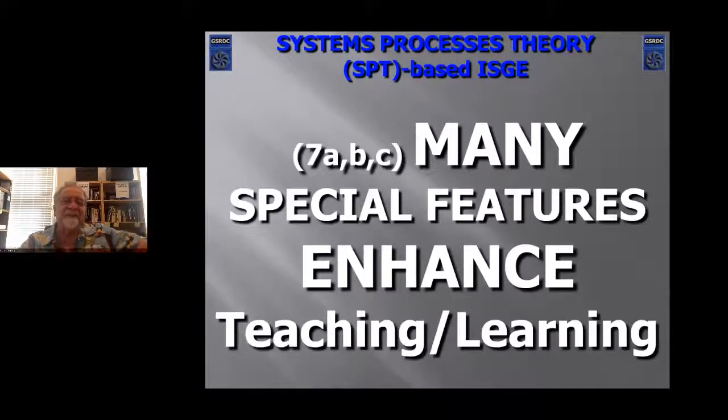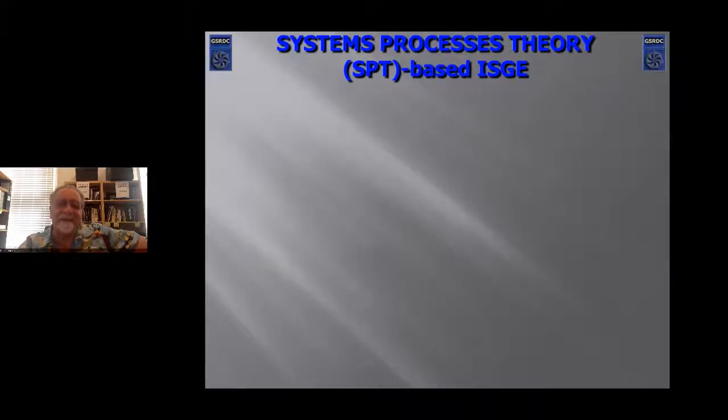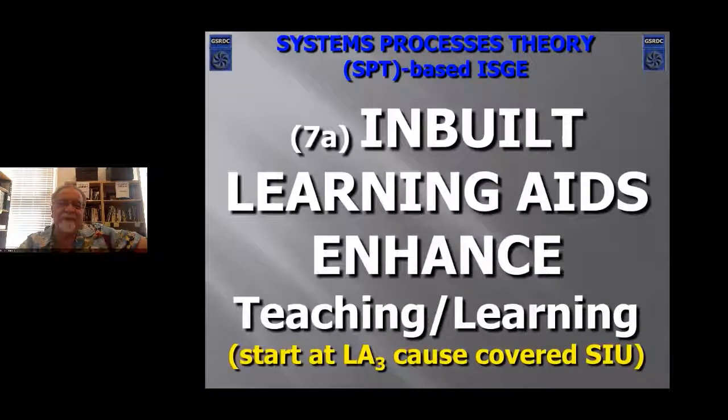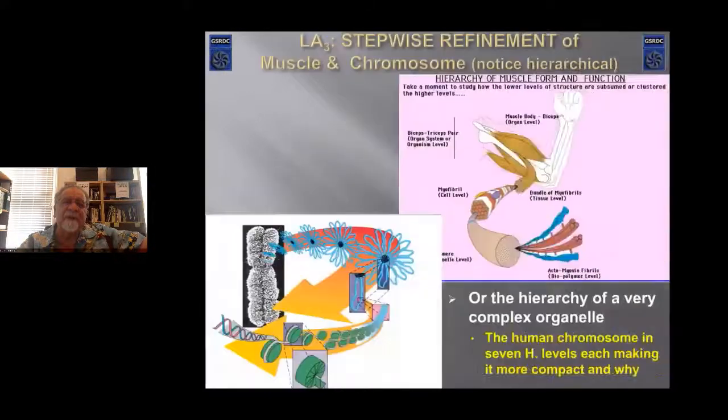Now we get into the special features, 7A, B, and C. This is the prettiness of the inbuilt learning aids to enhance teaching and learning. I'm going to talk about LA. Now, learning aids, I covered a bunch of them in the synthesis, integration, and unification section already. So we'll start with learning aids. We'll start with stepwise refinement.